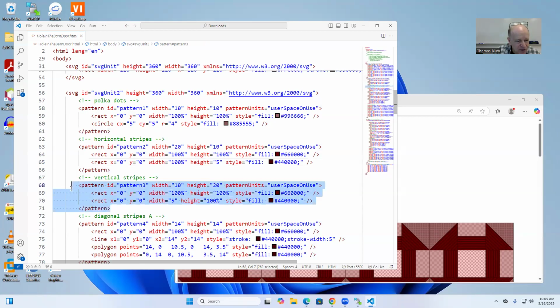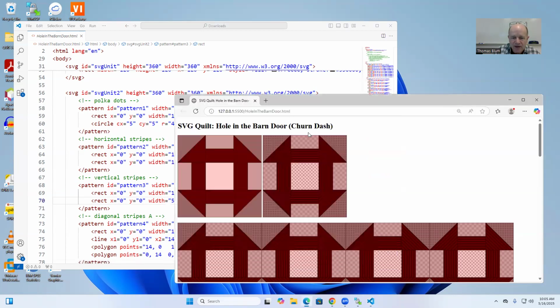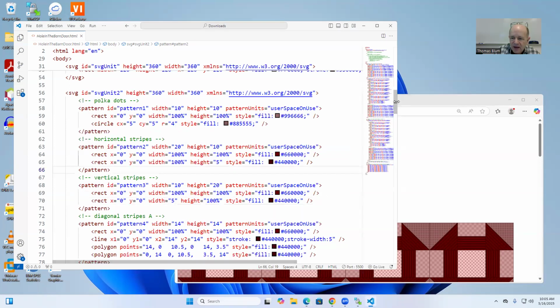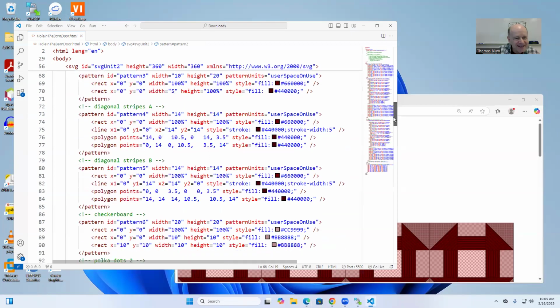I make a vertical stripe in the same way, except that the height is full, but the width is half of my 10. And so then that makes it a vertical stripe. And so we can see that here, two of what I'm calling the inner rectangles are horizontal stripes and two are vertical stripes. Then I come to my diagonals.